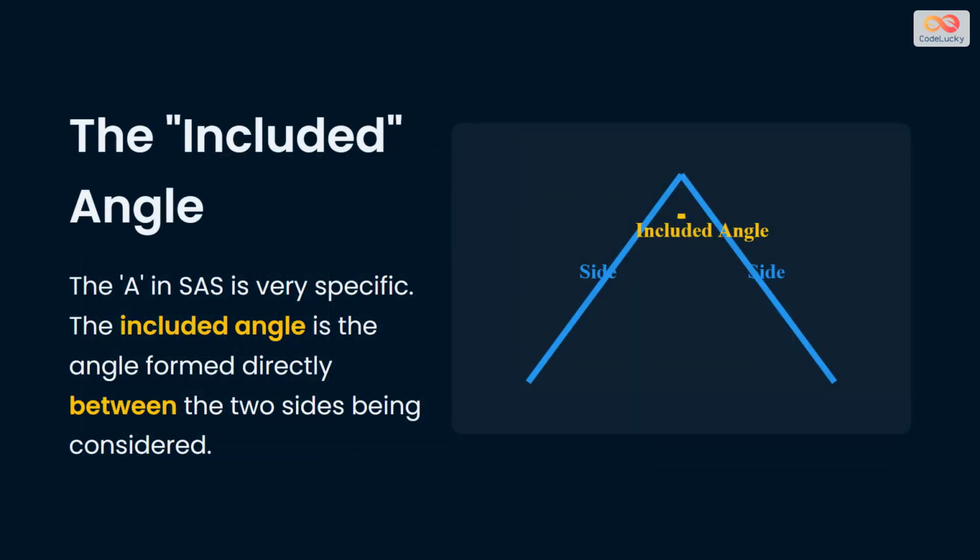This is the most important part of the rule. The angle in side-angle-side must be what we call the included angle. This means it's the angle that is formed specifically between the two sides we are looking at.